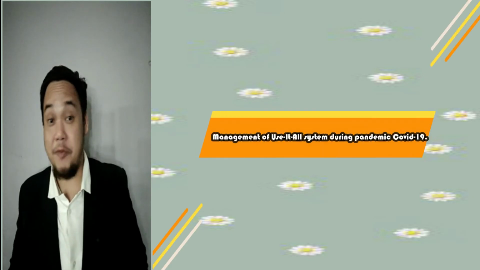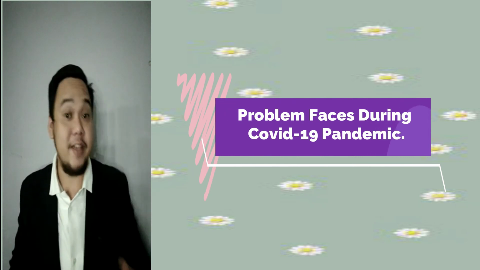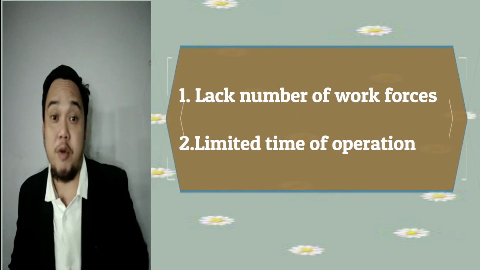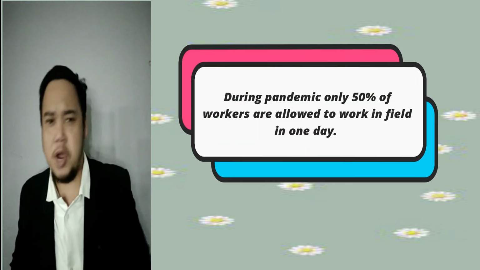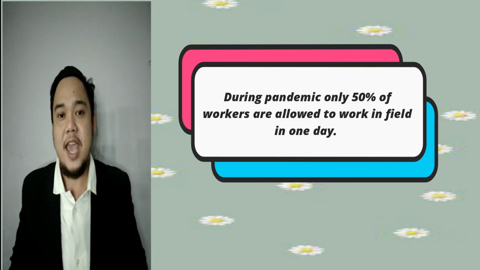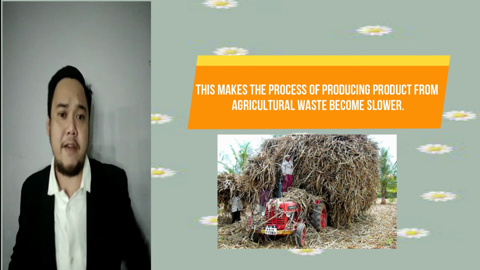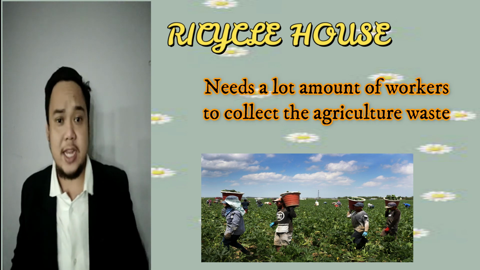Next, we go to the management of the Use It All system during the COVID-19 pandemic. First, we go to the problems that the community faces during the COVID-19 pandemic. They have two problems during the pandemic, the first is a lack of workforce, and the second is limited operation time. As we know, during the pandemic only 50% of workers were allowed to work in the field in one day. This makes the process of producing products from agricultural waste slower, especially in the recycle house area, which needs a lot of workers to collect the agricultural waste and put it in the recycle house.